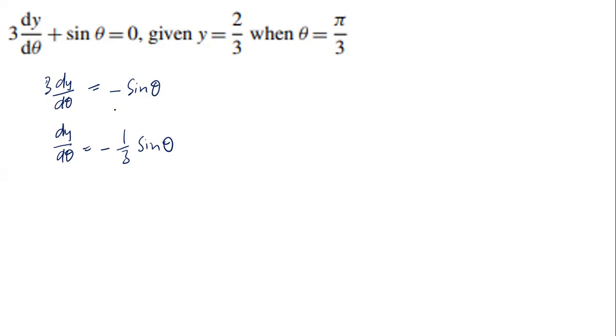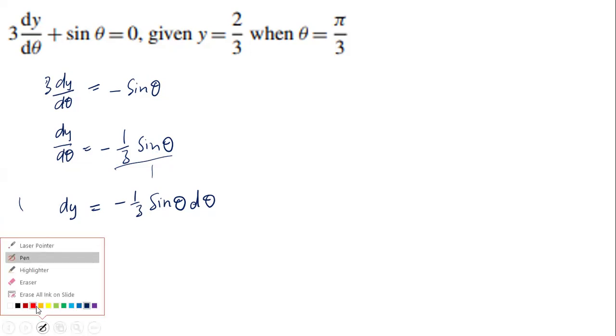Now, can we separate these variables? Let's see. This is the same as over 1. Take everything as over 1. We cross multiply. I'm going to say 1 multiplied by dy. And then this side, we have dy is equal to negative 1 over 3 sine theta multiplied by d theta, which is negative 1 over 3 sine theta d theta. Now the variables are separated. Theta one side, y one side.